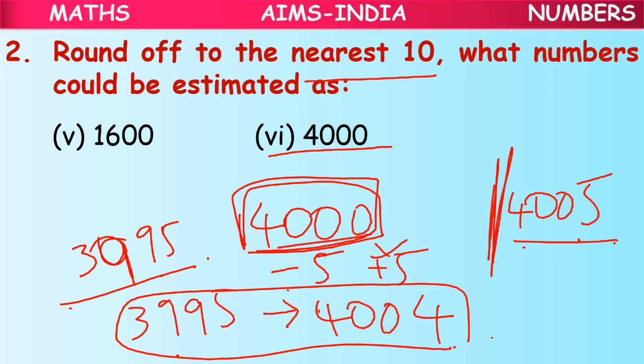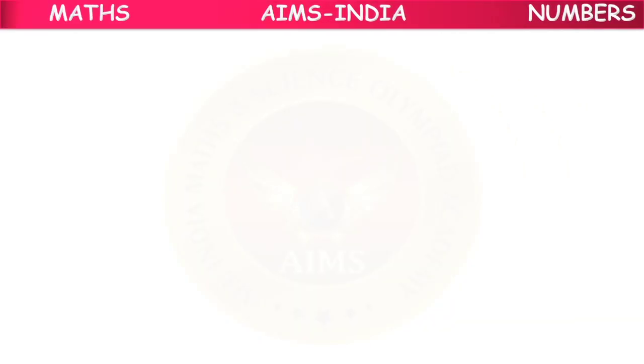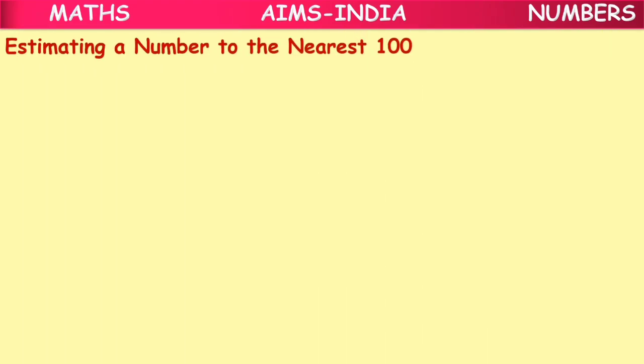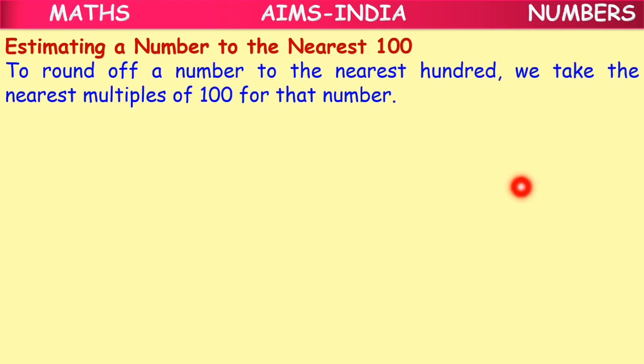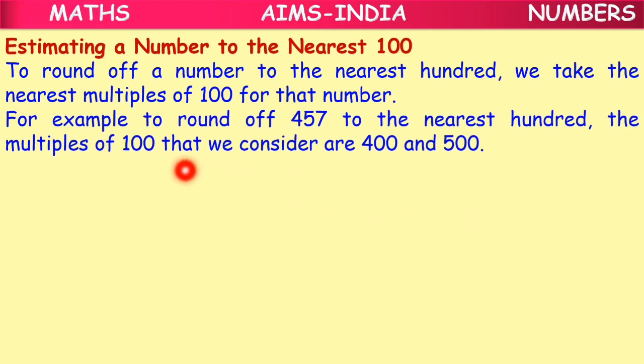Because when you understand how to estimate a number to the nearest 10, it will be easy for you to understand the next concept we are learning today, estimating a number to the nearest 100. We learnt yesterday about estimating a number to the nearest 10. Today we learn about estimating a number to the nearest 100. To round off a number to the nearest 100, we take the nearest multiples of 100 for that number. For example, to round off 457 to the nearest 100, the multiples of 100 that we consider are 400 and 500.